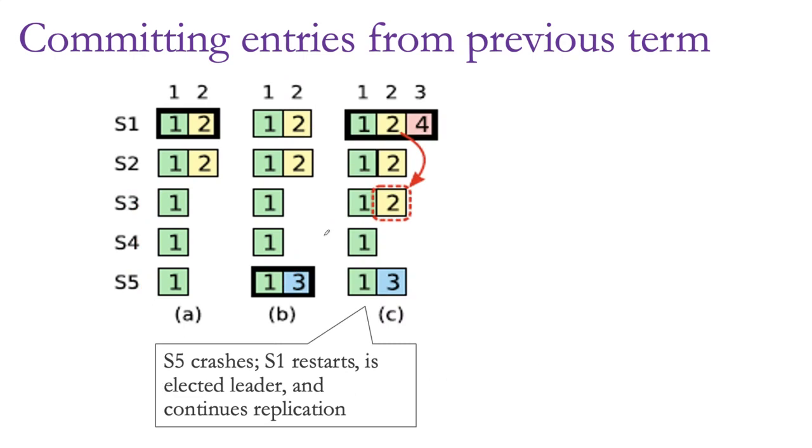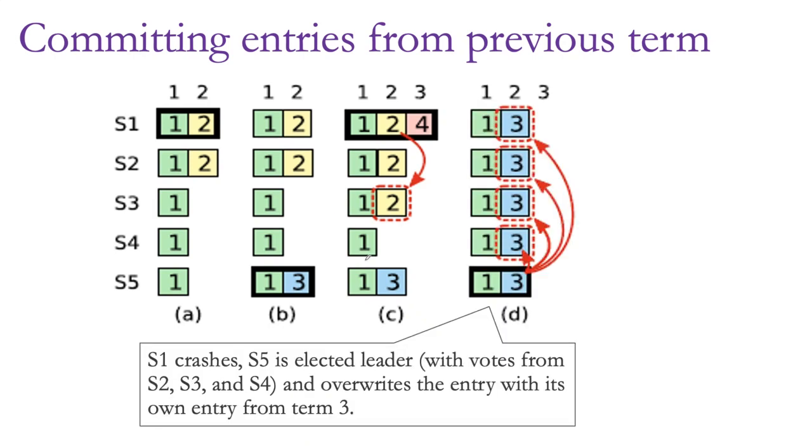Suppose S5 crashes and S1 restarts. In that case, which entry should be updated, the term 3 entry or the term 2 entry? When S1 restarts, it is elected leader and continues the replication of term 2, then which entry should be taken by the remaining servers? Then S1 again crashes and S5 is elected leader. Whatever the updated term is, based on the updated term the entries will be replaced.